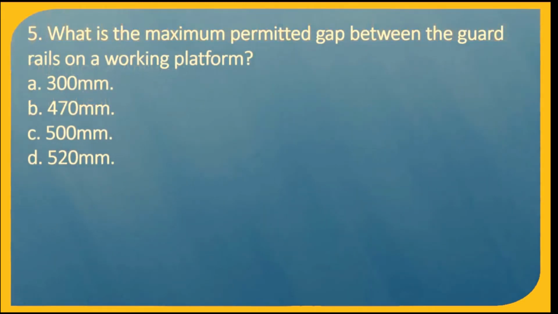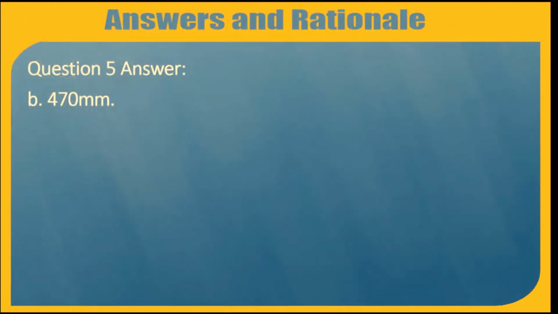Question 5. What is the maximum permitted gap between the guardrails on a working platform? A. 300 mm. B. 470 mm. C. 500 mm. D. 520 mm. Question 5. Answer: B. 470 mm.